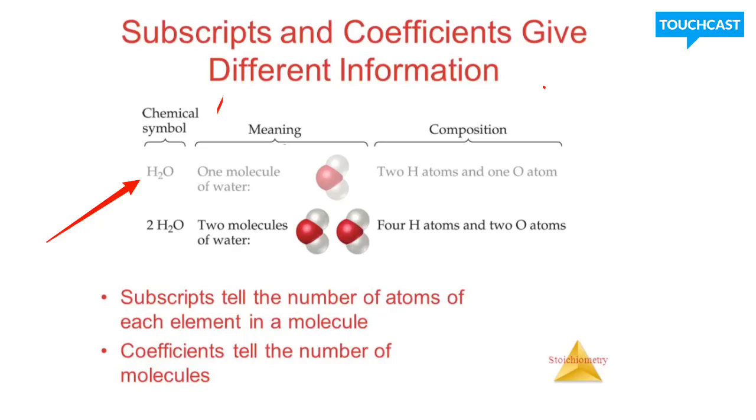Now if you look over here, when we add the coefficient, it means you have 2 of whatever molecule that is. With this one, you have 2 water molecules, but the molecules aren't going to be bonded together. That's very important for later on when we start balancing equations. So whenever you add the coefficient in front of the compound, it's saying you have that many molecules of that compound, like 2, 3, 4. Let's go ahead and look at a few examples.